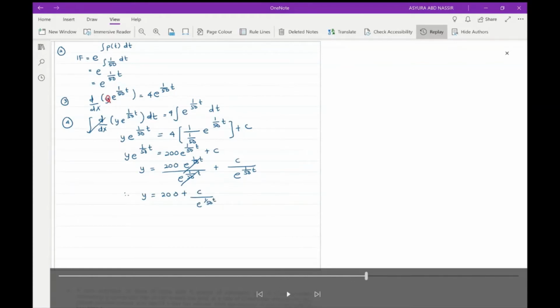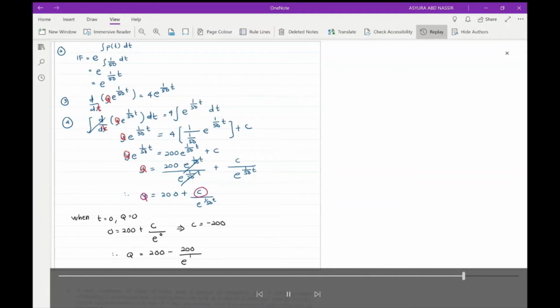Don't forget your variables that you use here are Q and t, so you have it in the form of Q and t. So when your t is 0, your Q is also 0. It comes from your Q0. And you can find your c, which equals negative 200. And lastly, you will get Q is 200 minus 200 over e^(t/50). And that is the formula for the amount of salt at any time t.